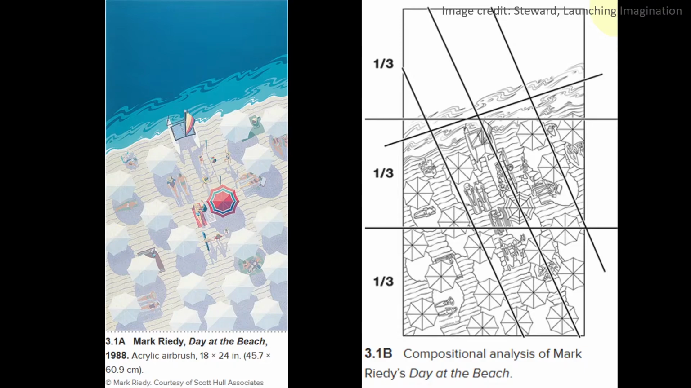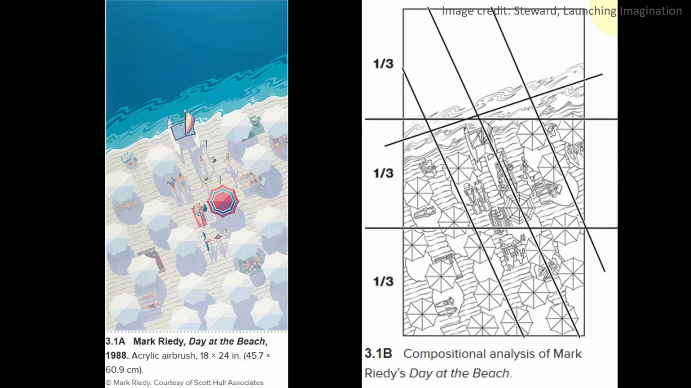So Unity can be defined as similarity, oneness, togetherness, or cohesion, whatever you want to call it. But variety, on the other hand, can be defined as difference or discrepancy. So unity and variety are the cornerstones of composition. In the right combination, they can create compositions that are both cohesive and lively. So let's take a look at some examples.